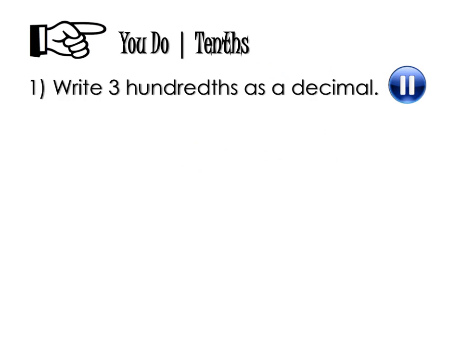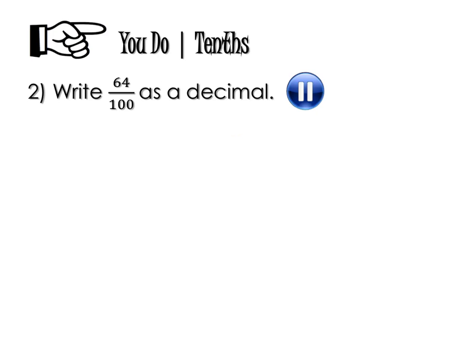So it's time for you to try on your own. Question 1, write 3 hundredths as a decimal. This should be easy. You can pause the video now. And so 3 hundredths as a decimal is 0.03. Now this is very straightforward. Question 2, write 64 over 100 as a decimal. You can pause the video now. And 64 over 100 shouldn't give you a problem as well. The answer is 0.64.